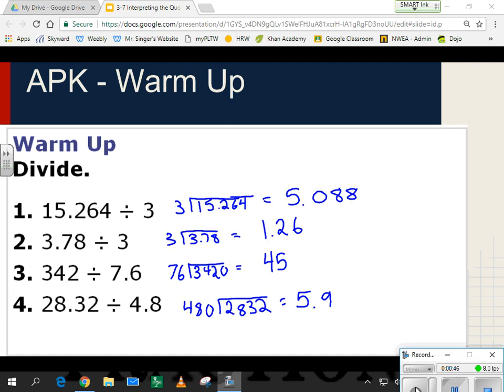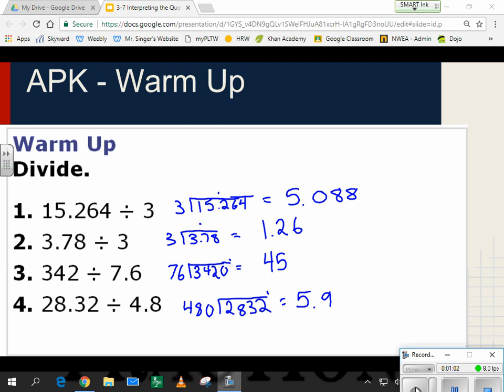So here are the results of your warm-up problems. I showed how I rewrote them before I actually divided them. I forgot to write the decimal point would be right there. Decimal point would be right there. Decimal point would be right there, to be able to solve these.